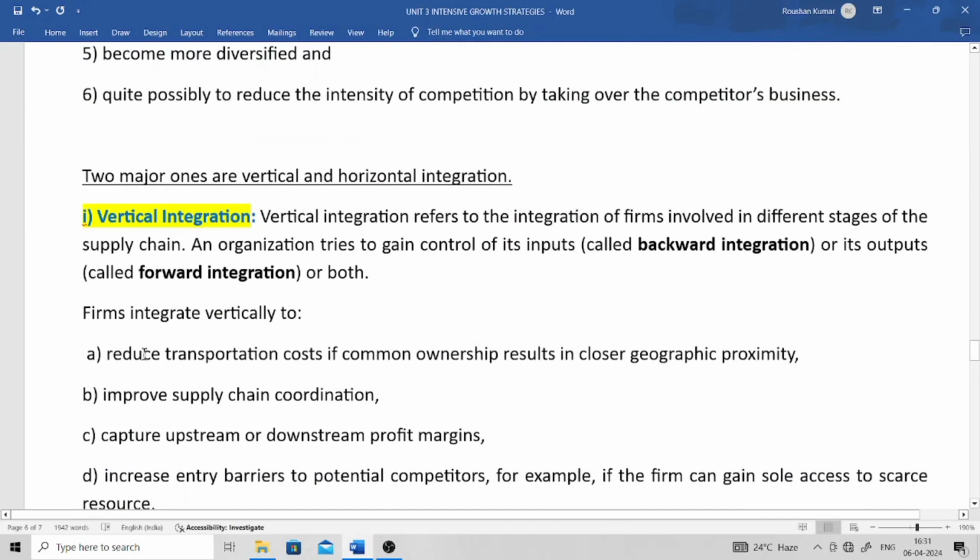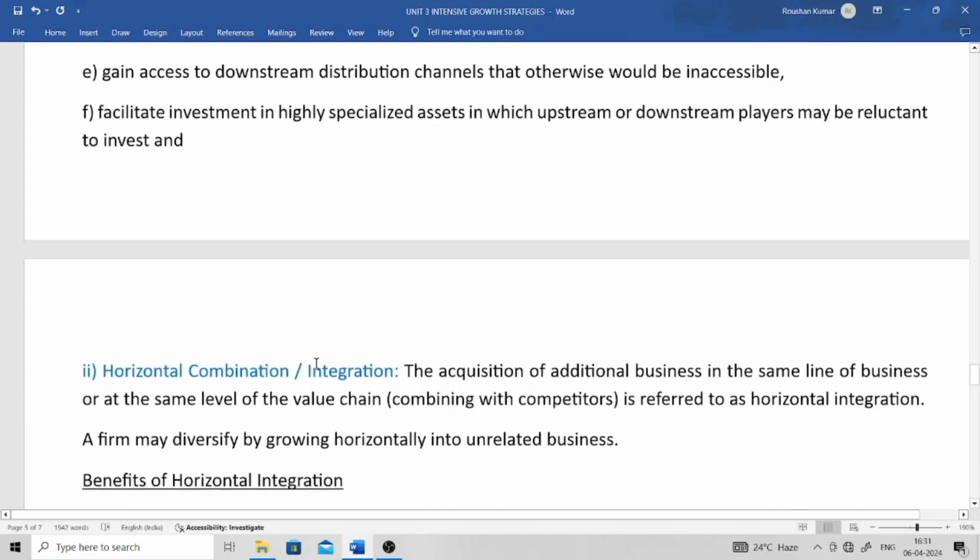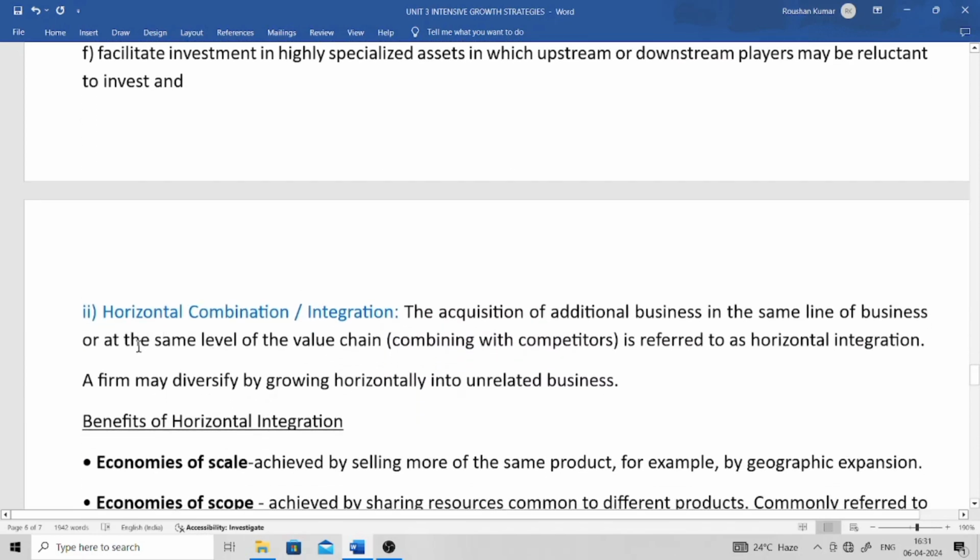When we combine two firms or two units in the same line of business or at the same level of value chain, that is called horizontal integration. A firm may diversify by growing horizontally into unrelated business also. So what are the different benefits? Next you have the benefits of horizontal integration.